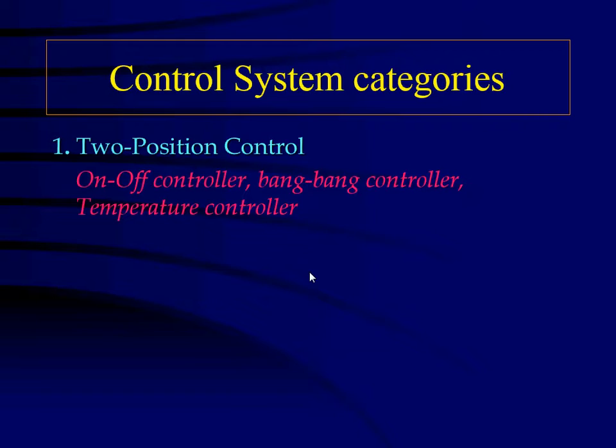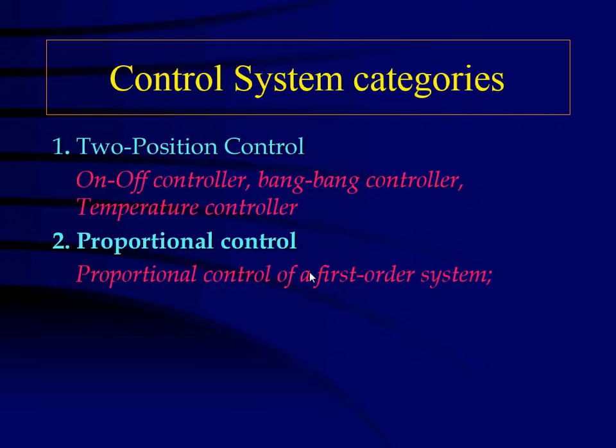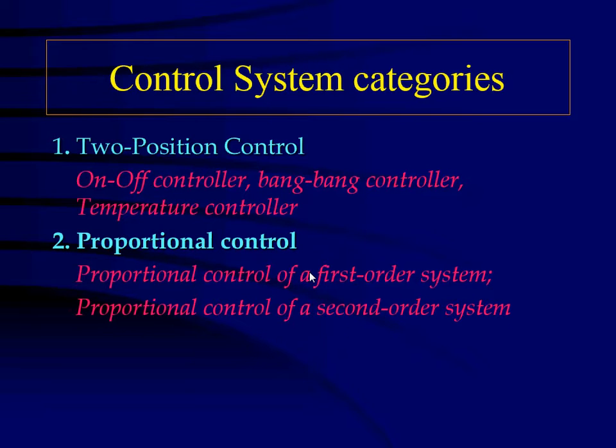So right now I'm just outlining the different kinds of controllers. The proportional control means I am going to put a controller proportional to the error. So the more error, more control. The less error, less control. That's the idea. Okay? So there's another type of controller called integral control, and another one called derivative control.